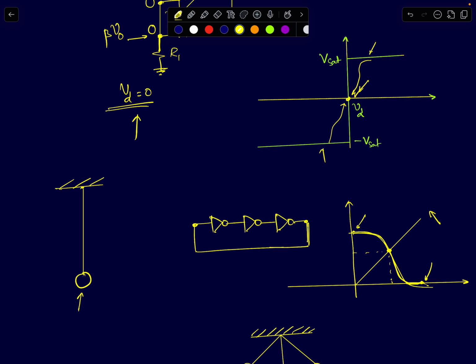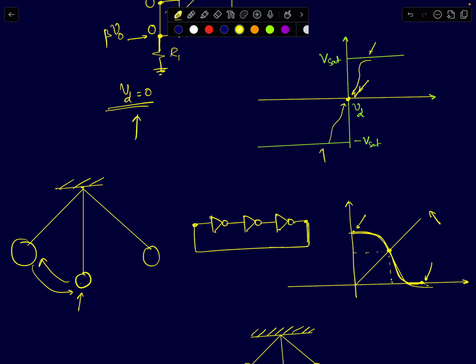Now let's say I slightly displace this ball to a different position. If I do that, then it will naturally try to come to this steady state operating point. But because when it is coming here it's already carrying some energy, it will move past this point.